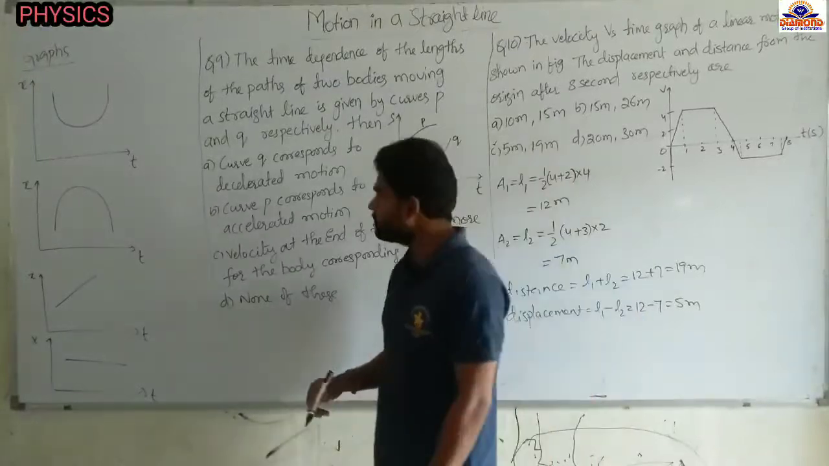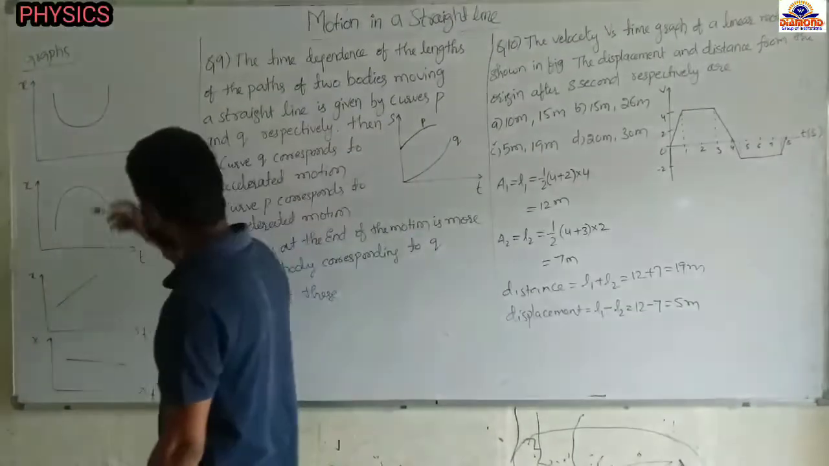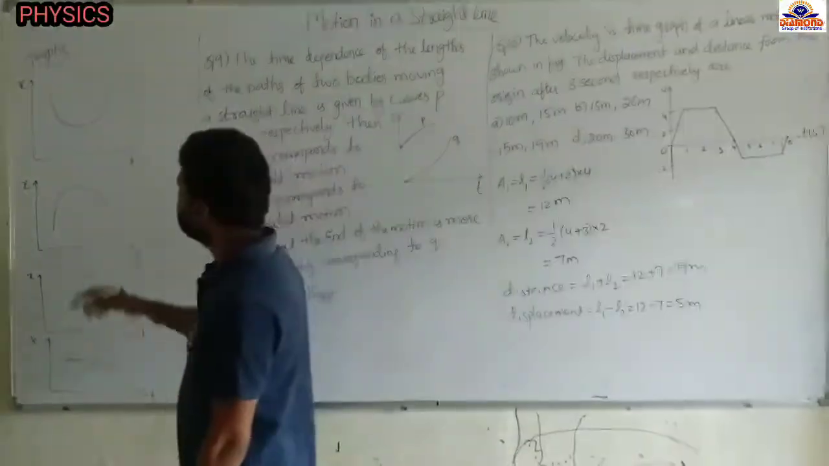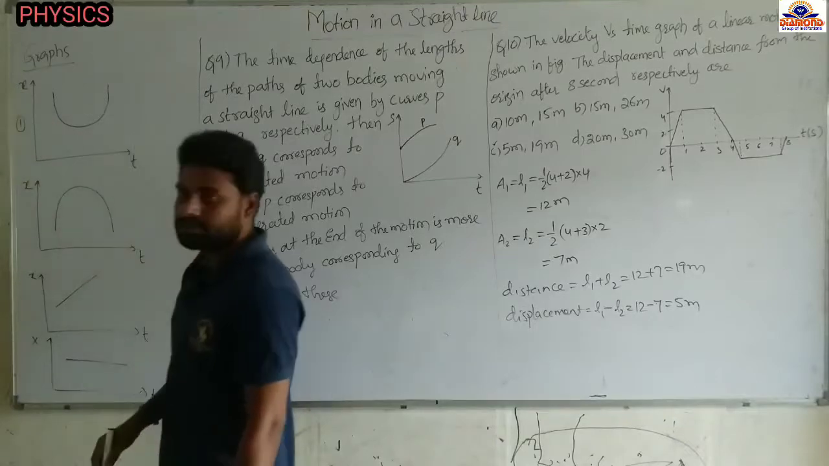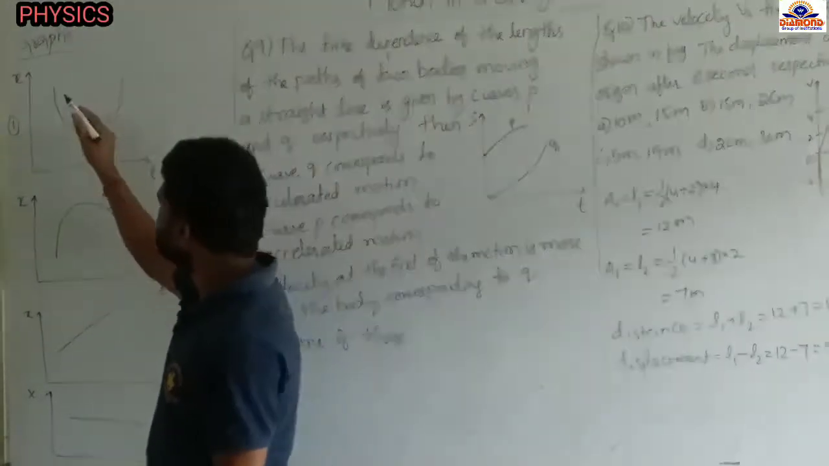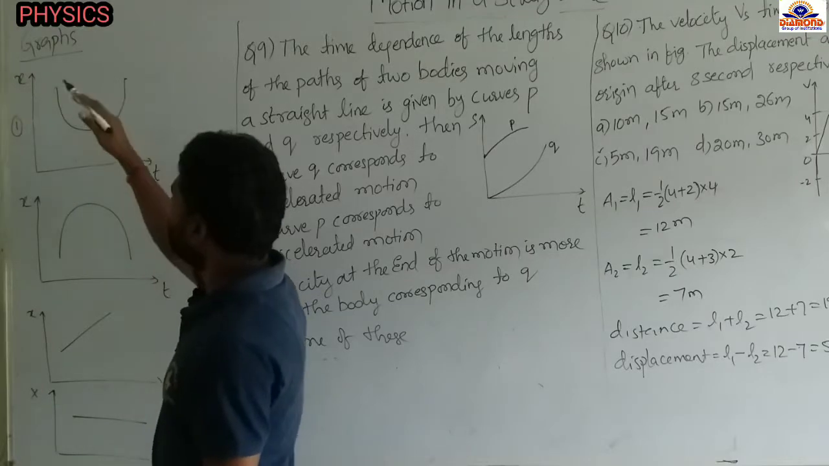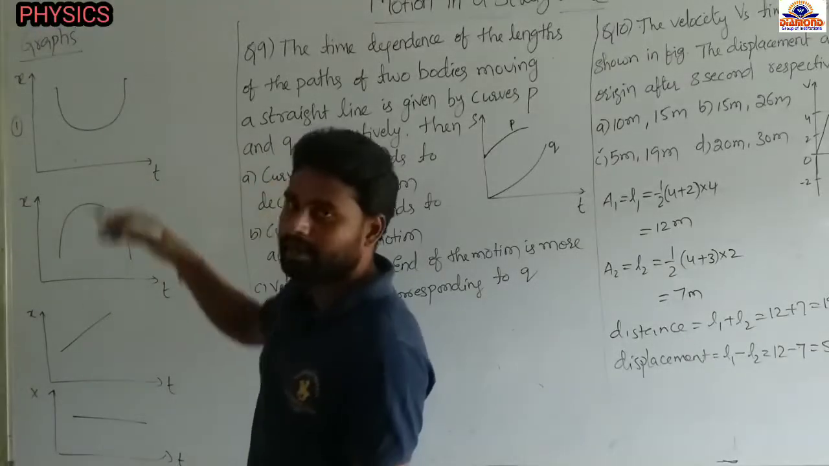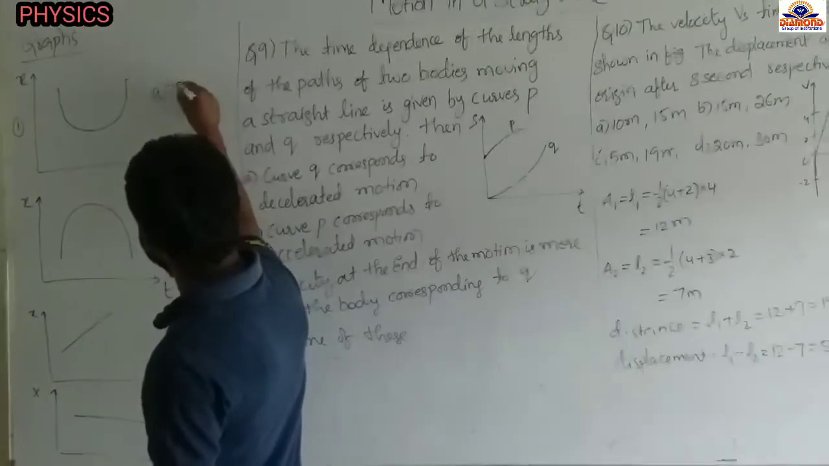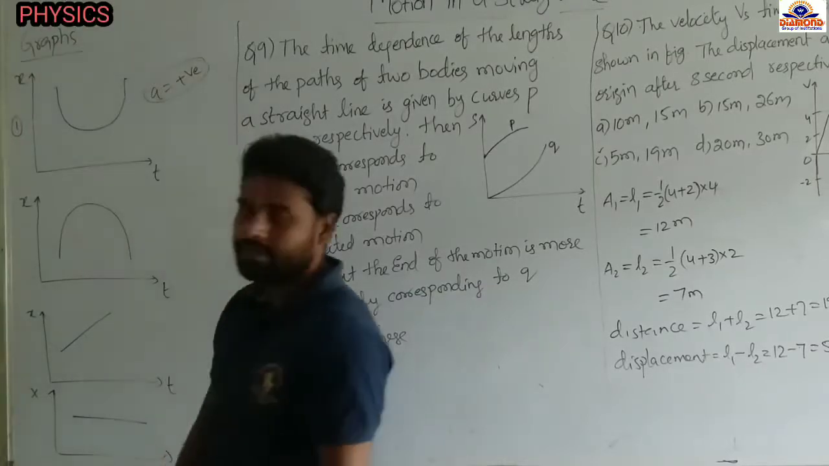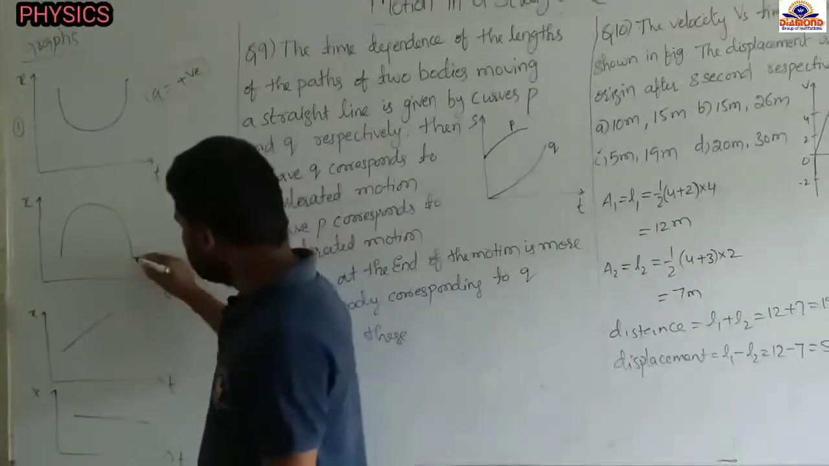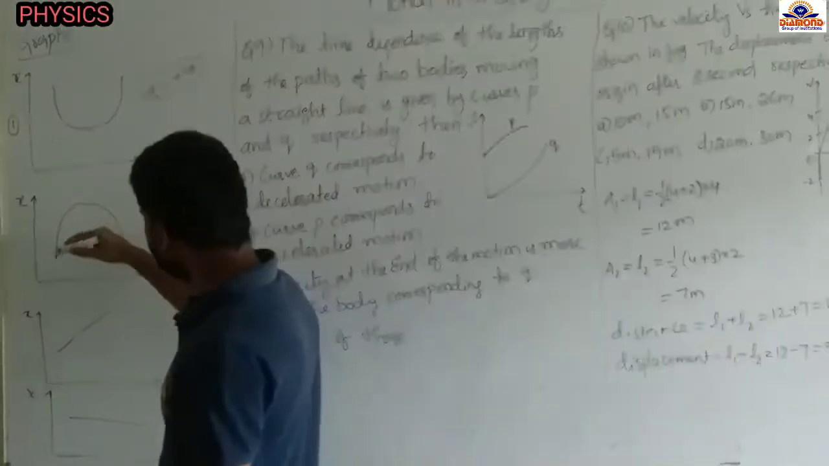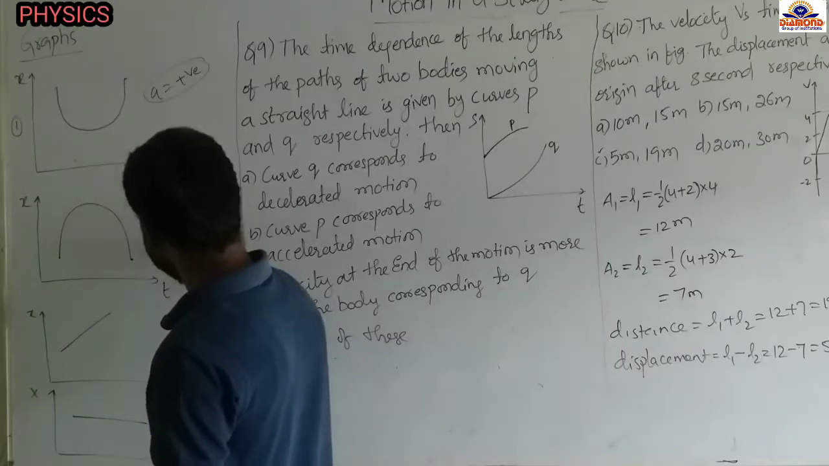Okay, next let's see the questions based on the graphs. Here I have drawn four graphs between displacement and time. Looking at the first graph, it opens upward, an upside parabola. If the graph between displacement and time is an upward parabola, remember, I am telling you directly, acceleration is positive. And if the displacement-time graph is a downward parabola, throughout this motion acceleration is negative.